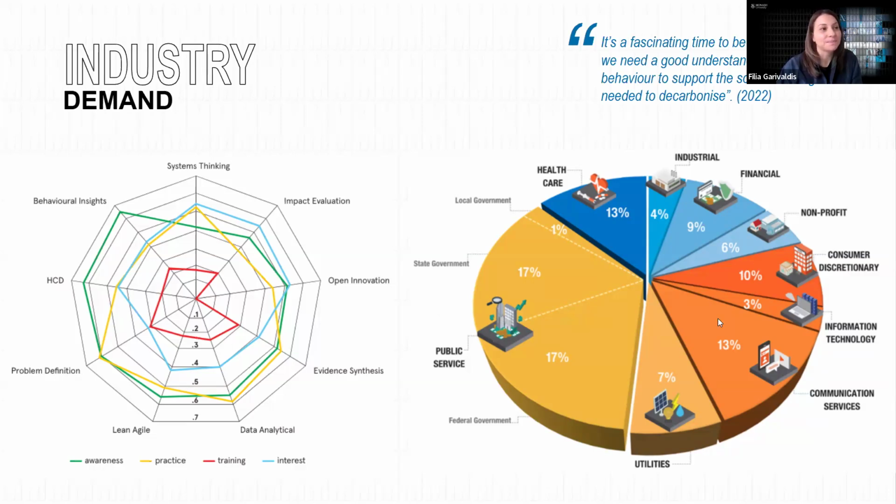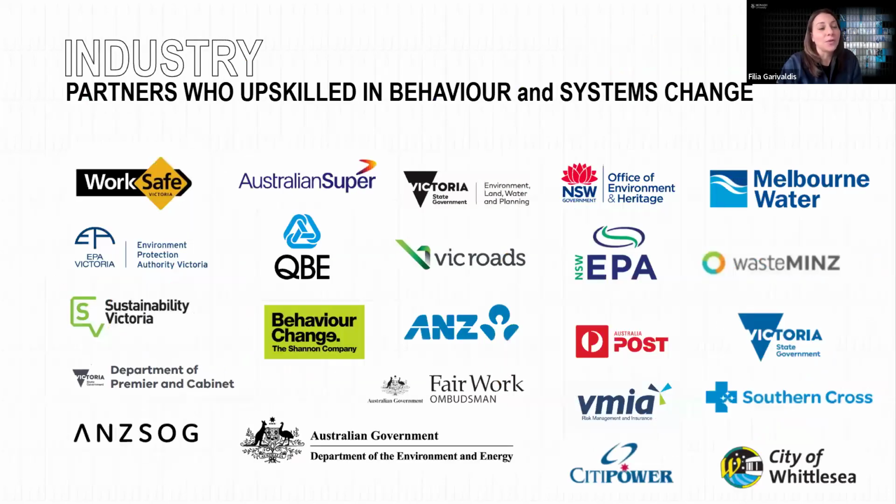Here we have some example partners that we have worked with previously, who we've delivered behaviour and systems change training to, or worked with quite closely to enable behaviour change within their teams and for their audiences or clients. So in terms of where you could apply the knowledge, tools and skills that you are gaining from this program, here is just a small handful of organisations that are already needing those skills.